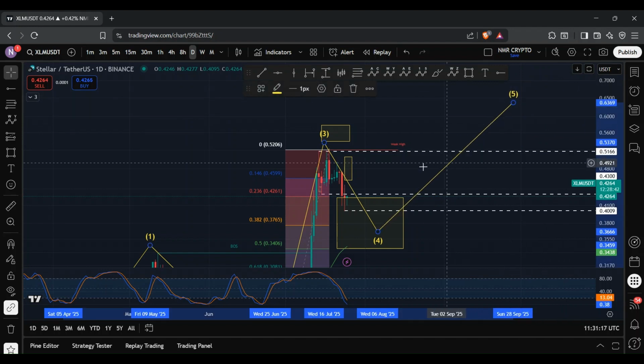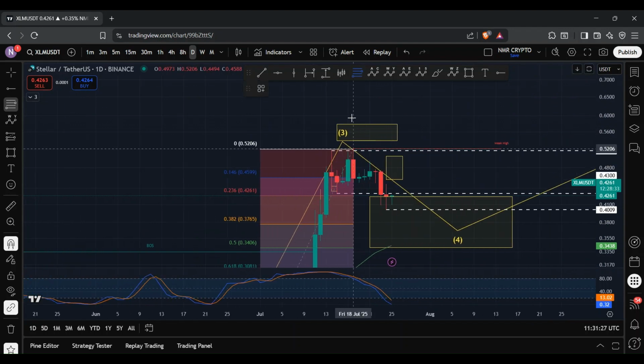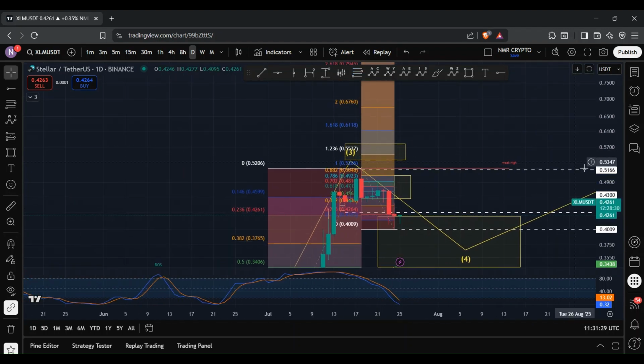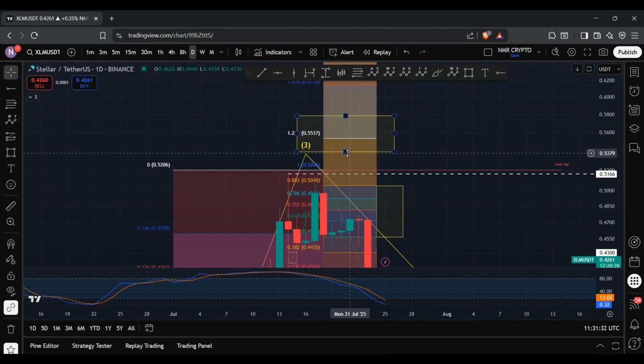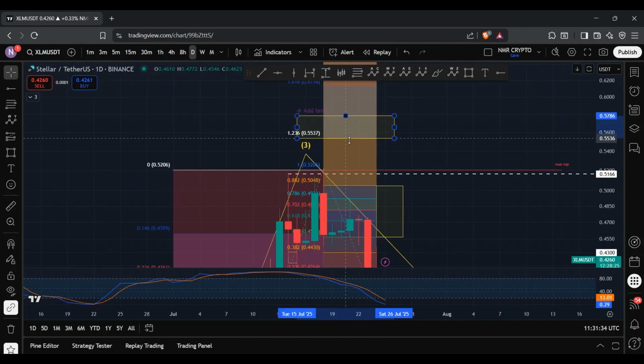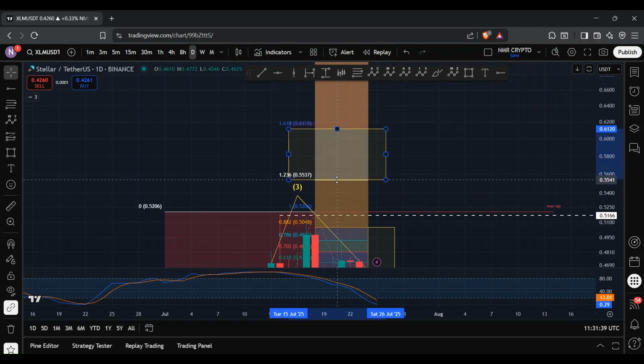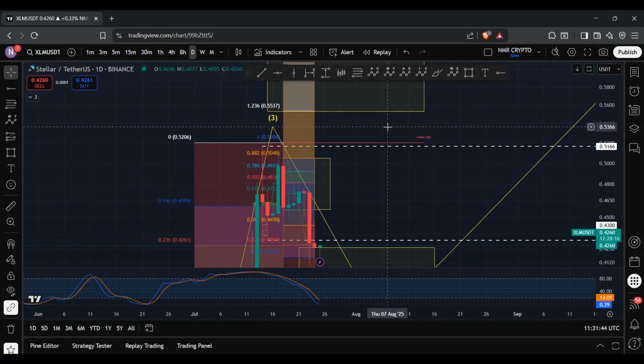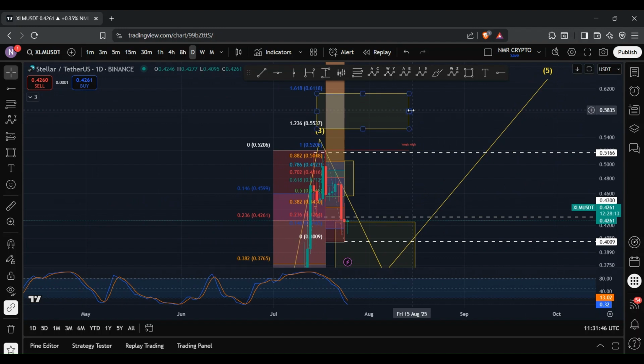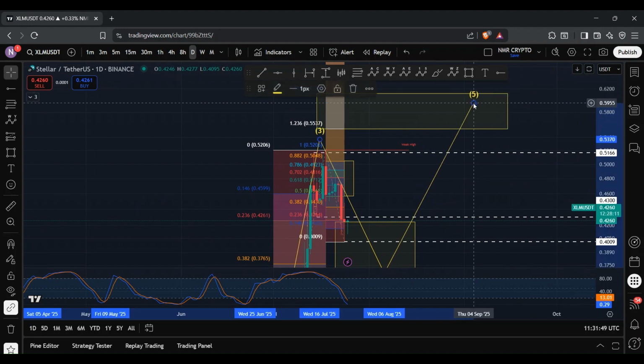And assuming that we ended up completing the wave 4, the wave 5 will typically extend anywhere between 1.226 to 1.618 of the wave 4. So if I bring in a Fib tool, here you can see that the wave 5 has the potential to reach anywhere between 55.37 cents to 61.18 cents. And so that would then complete the wave 5. And then shortly after, I will be looking out for that reversal to the downside, where we could see an even bigger retracement. And that's something I'm going to be tracking. And of course, I'll be keeping you guys updated.